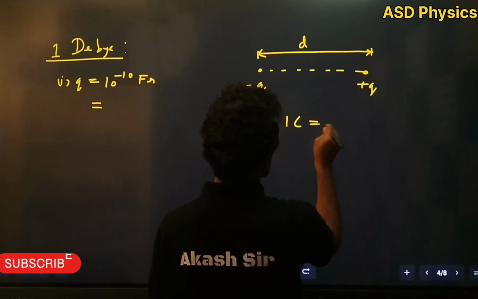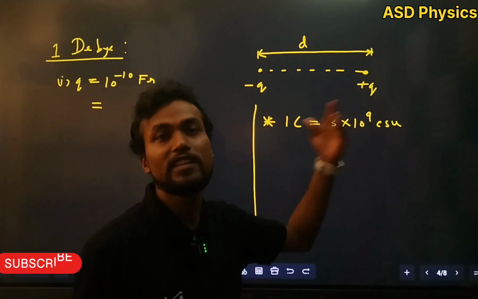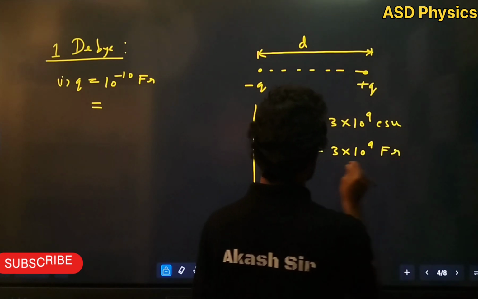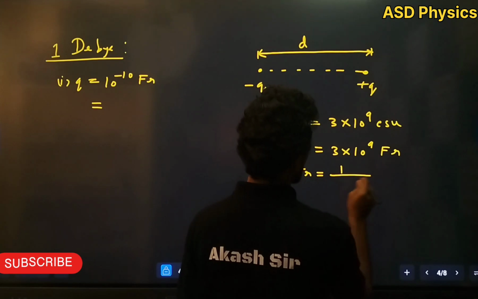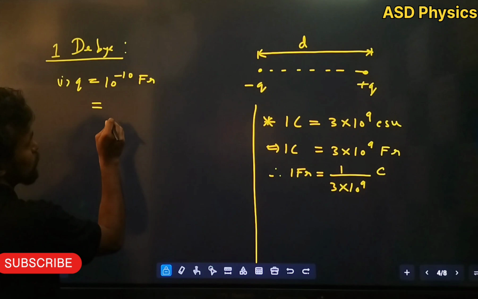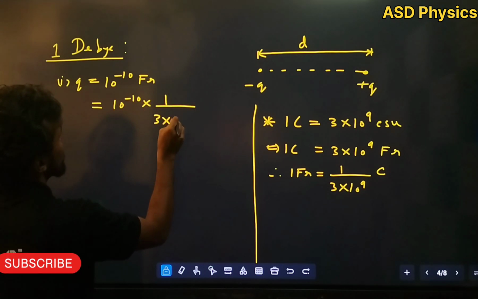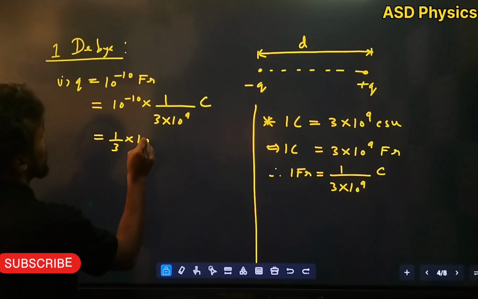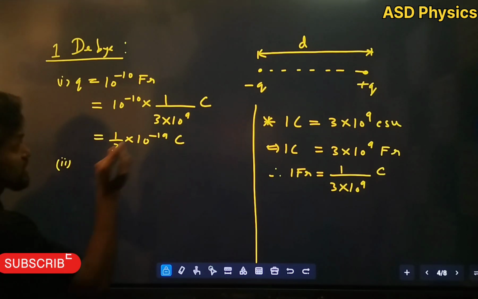You know very well, 1 coulomb is equal to 3 into 10 to the power 9 ESU, stat coulomb, or electrostatic unit of the charge. This itself is called Franklin. So 3 into 10 to the power 9 Franklin. Now, 1 Franklin means 1 by 3 into 10 to the power 9 coulomb. Now we will put here 10 to the power minus 10 by 3 into 10 to the power 9 coulomb. So it will come 1 by 3 into 10 to the power minus 19 coulomb.